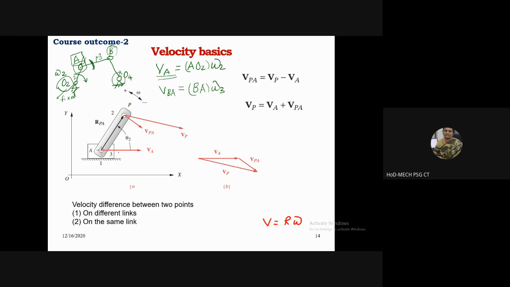A itself is moving with the velocity of VA, and this point P is moving with the velocity of VP. The orientations, the magnitudes and the directions, let them be like this as shown here, drawn to scale. So now you can write an expression for, see that both A and B belong to the same link. In such a case, you can find out the relative velocity of P with respect to A.